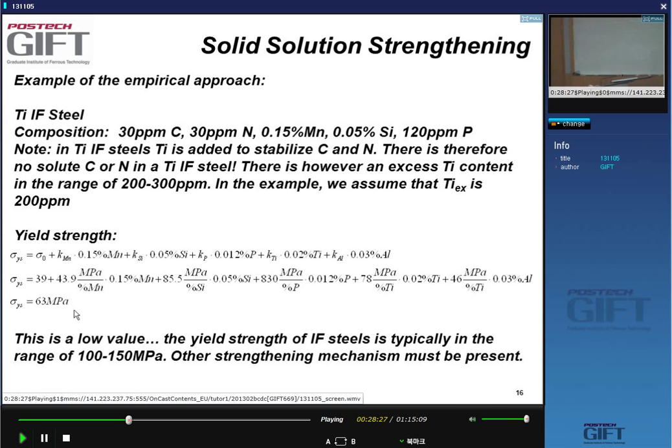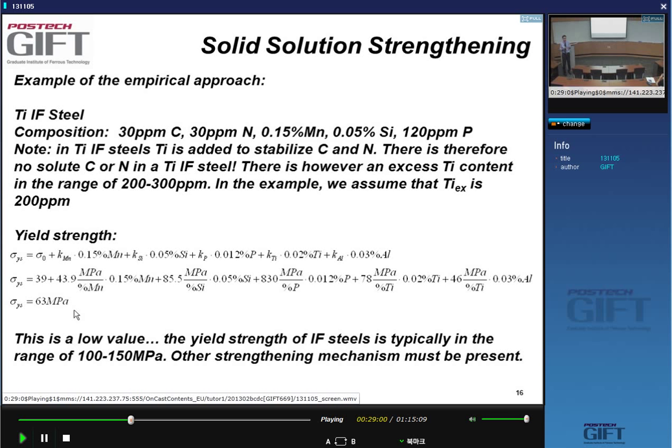but that's the value. That's the value that takes into account the lattice friction and the solid solution strengthening. It's low. Usually, when you do a measurement on an IF steel, and there it's very important that it's not temper rolled, it's very low. It's around 100 to 150, very soft. That's still far away from the 63.